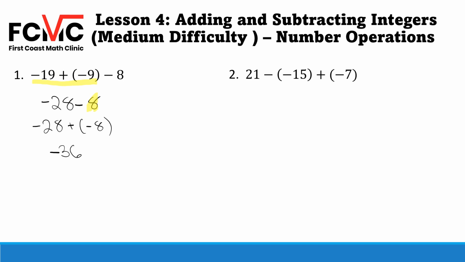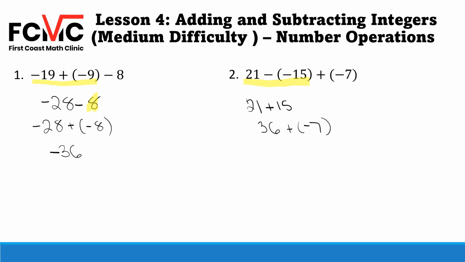Number 2, do the same thing, go left to right. 21 minus negative 15, so we're going to use our subtraction rule here. So we're going to keep the first term, change subtraction to addition, take the opposite of the second term, so that negative 15 is going to become positive 15. So 21 plus 15 is going to give us 36. Now we can bring down the plus negative 7.